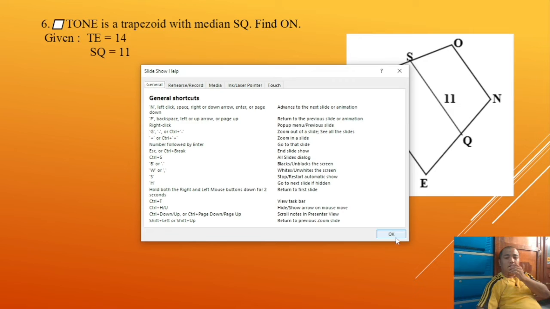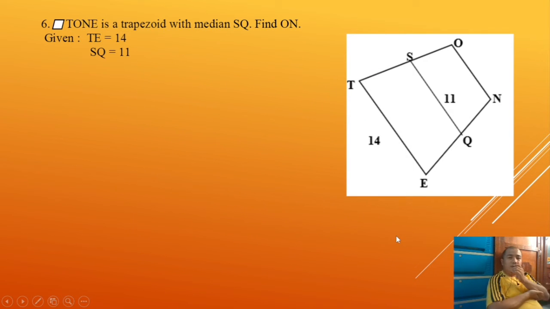Let's proceed now to the next. It is a trapezoid with median SQ. Find ON. As you can see in the figure, it is a trapezoid. SQ is the median, and ON and TE are the bases. The length of TE is 14, and SQ, the median, is equal to 11. The question is, what is the length of segment ON, the upper base?